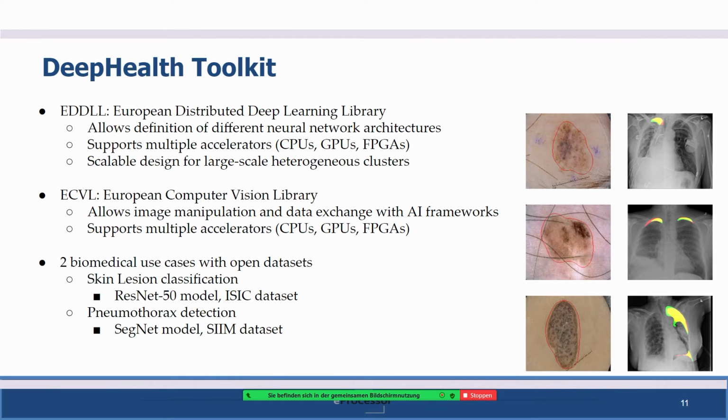And you also have another biomedical use case, which is the detection of pneumothorax using a SegNet model and the SIIM data set. And you have 3 example figures here on the right as well. So this is essentially the use case of DeepHealth. If you go to the next slide.